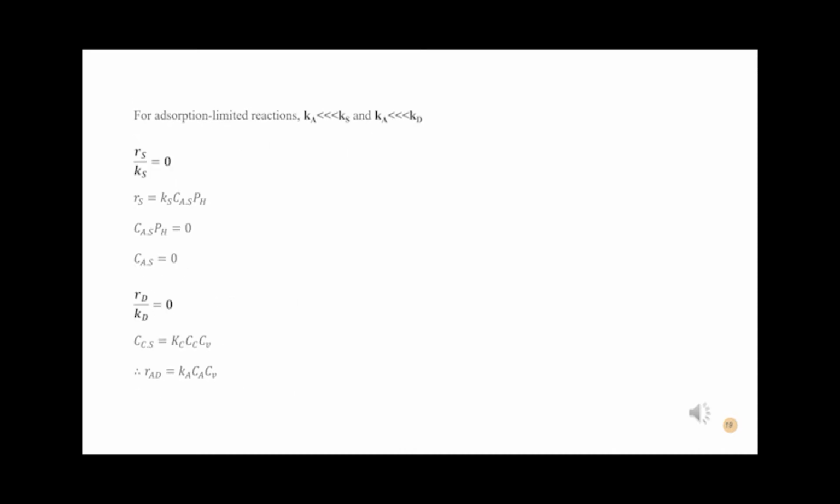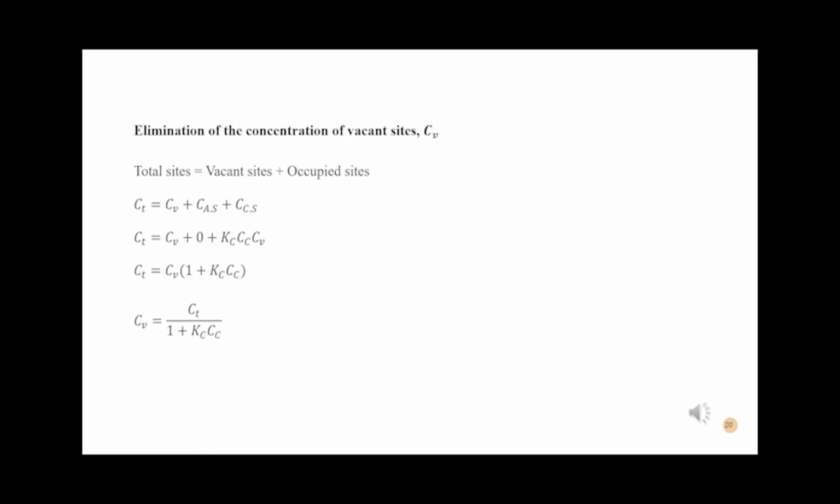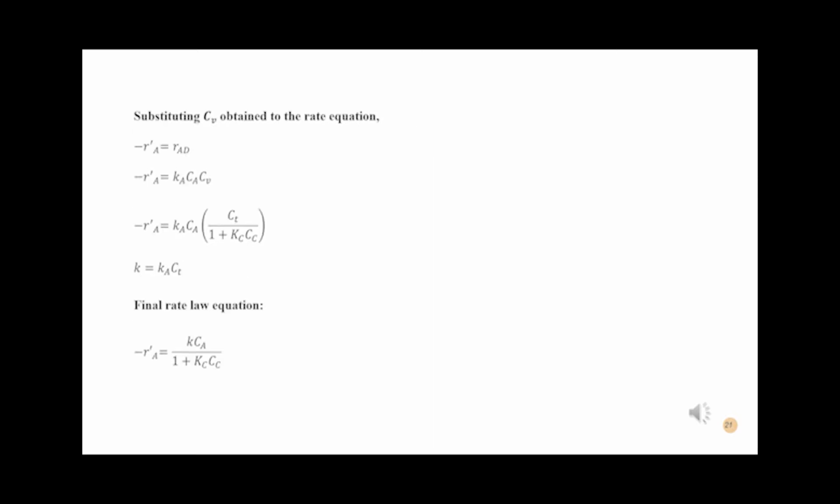For adsorption limited reactions, the value of Ka is very small, hence it can be considered that Rs over Ks and Rd over Kd equal 0. The rate law equation is then further simplified. The next part is the elimination of the concentration of vacant sites, Cv. Total sites is equal to vacant sites plus occupied sites. The equation is rearranged. By substituting Cv into the simplified rate law equation, the final rate law equation is obtained.